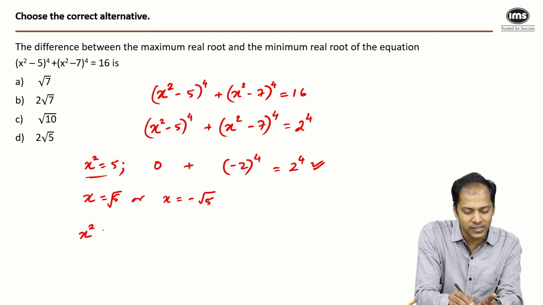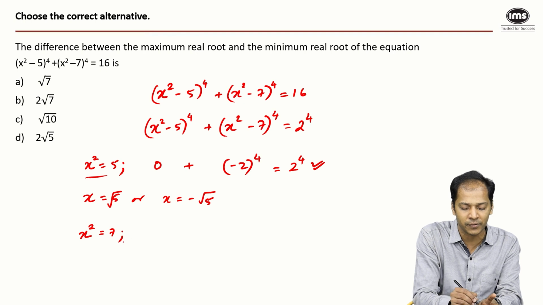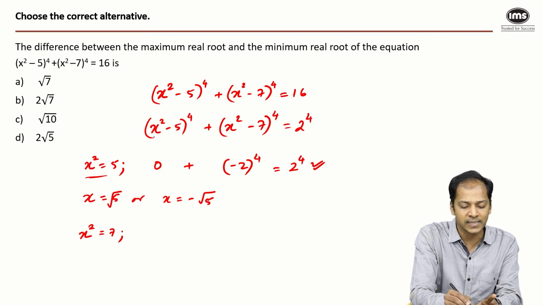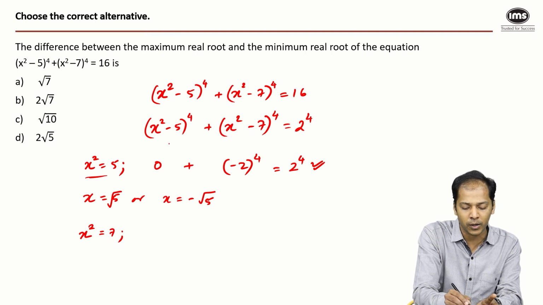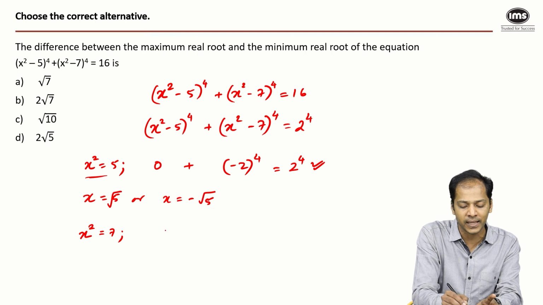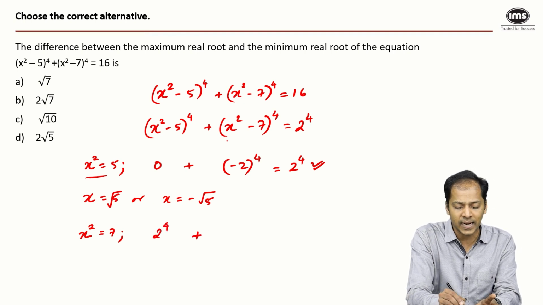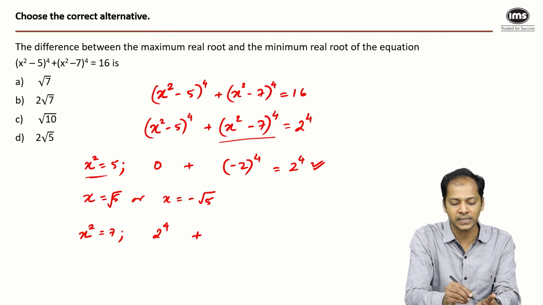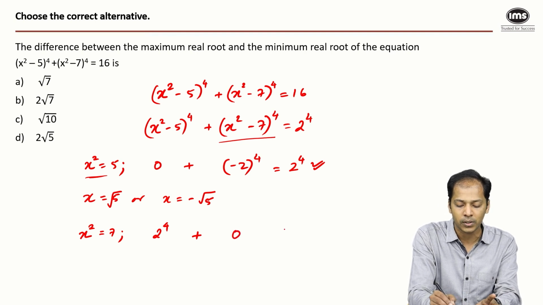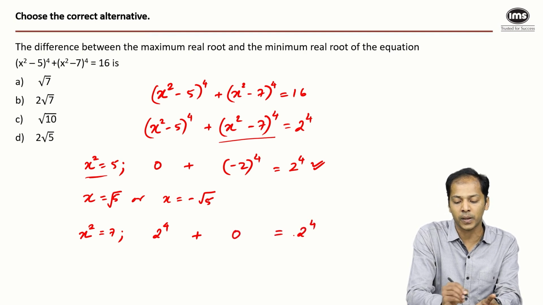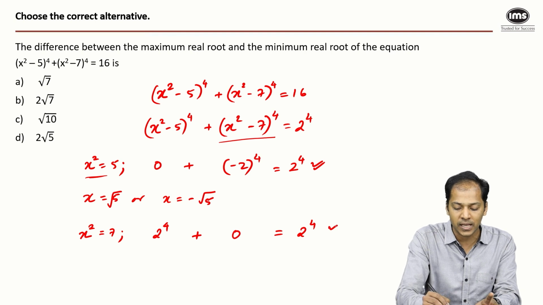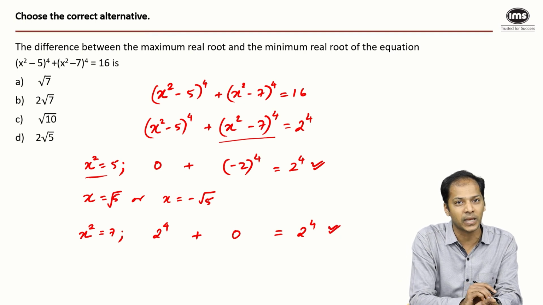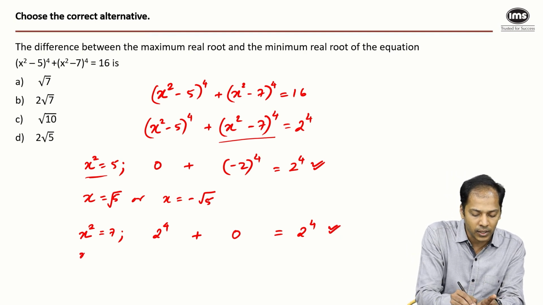So let's check that as well. If I take x square equal to 7, x square is 7, 7 minus 5, the first part of the equation would become 7 minus 5, that is 2 raised to the power 4, plus the second part, x square minus 7 would be 7 minus 7, that is 0, and it will be equal to 2 raised to the power 4.